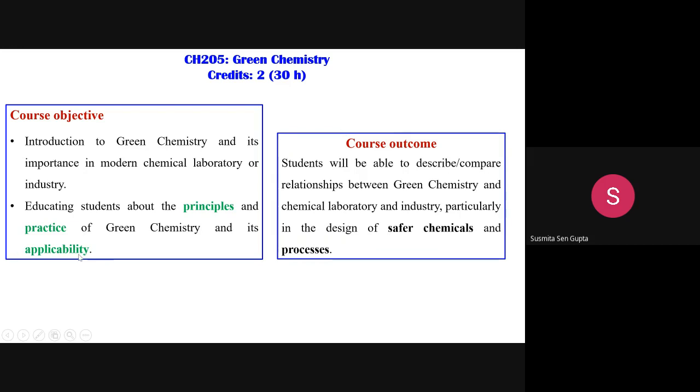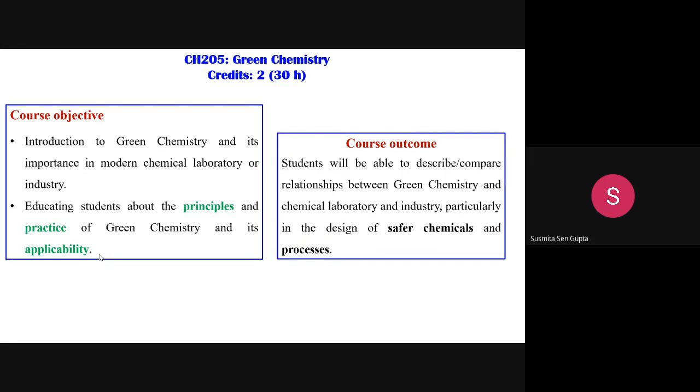What are the principles? On which principles is green chemistry based? Because it is comparatively new science. Green chemistry is not a very old science. And how do we apply it, how do we practice it. So this is the course objective of green chemistry.